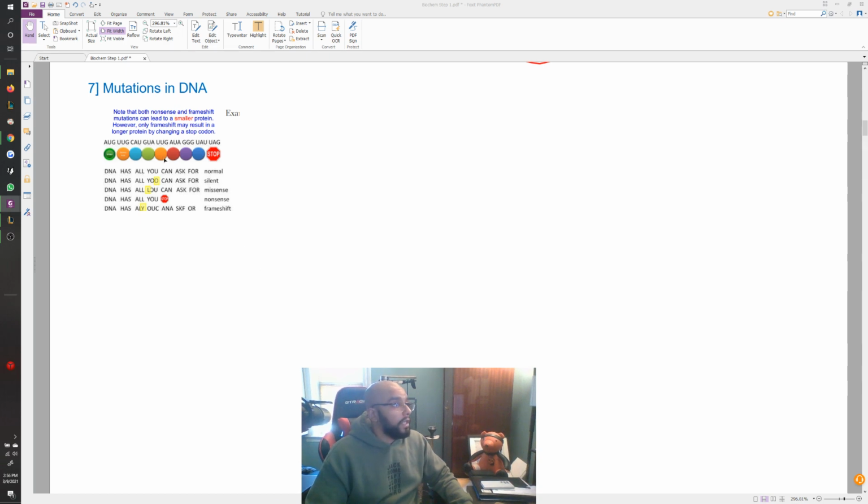And we have right here a little image that gives you a basic understanding of what happens in mutations by utilizing a basic English sentence. DNA has all you can ask for. So you can see the sentence used 3-letter words, just like codons, and that first sentence is your normal DNA, basically. Then you can have 3 different types of what they call a point mutation: silent, missense, or nonsense. Those are all point mutations which occur at a specific locus, and that's the only point where the mutation exists.